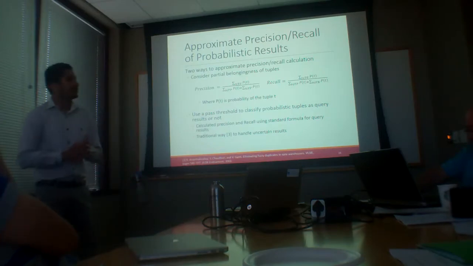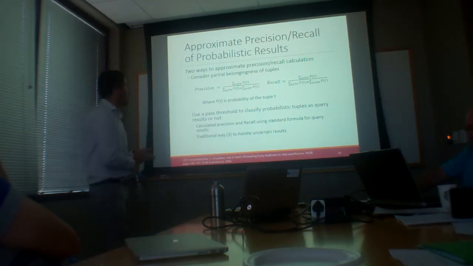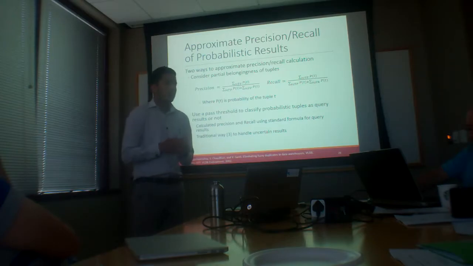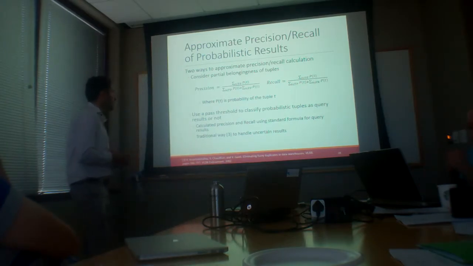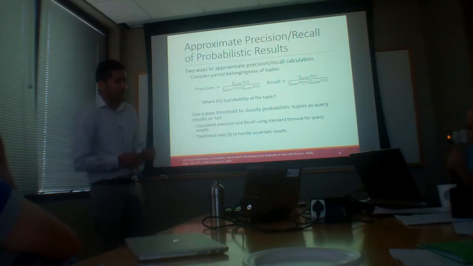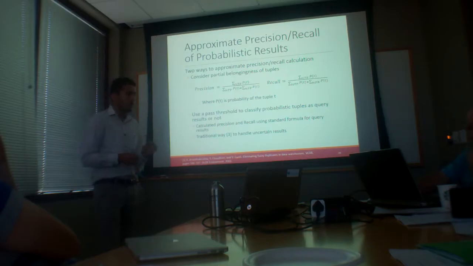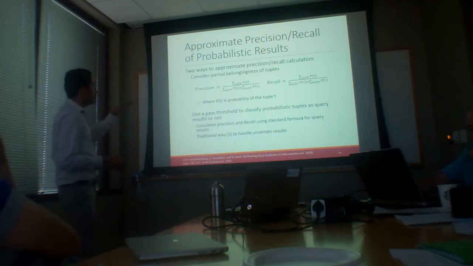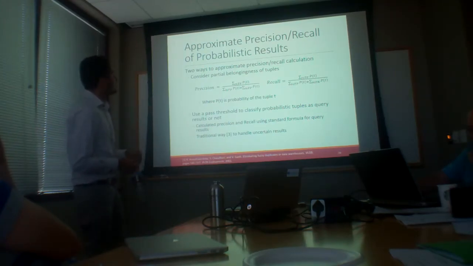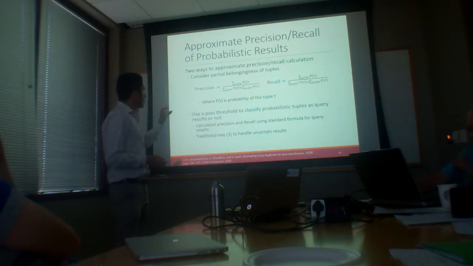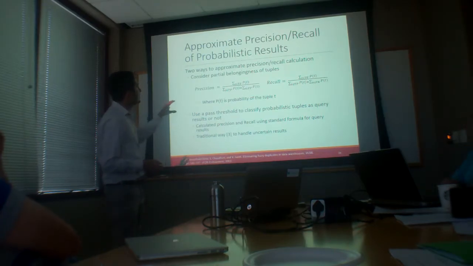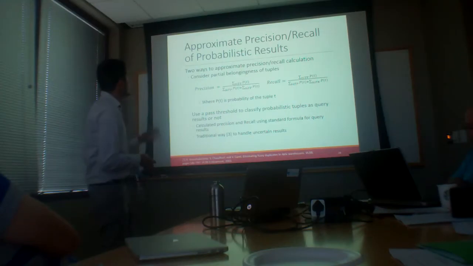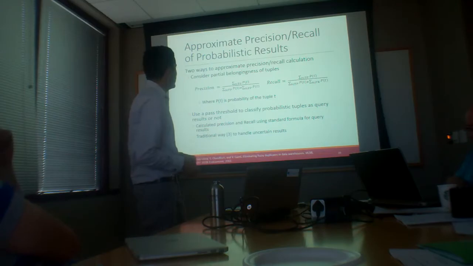There are two ways to approximate this precision and recall computation. The first way is to consider the partial belongingness of the tuple, which is given by the probability of that probabilistic tuple. You sum up the probabilities of all true positive results and divide by the sum of the probabilities of true positive results plus the probabilities of false positive results. You will get the precision. Similarly, you can compute the recall by changing the denominator.